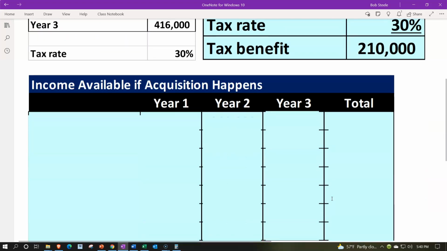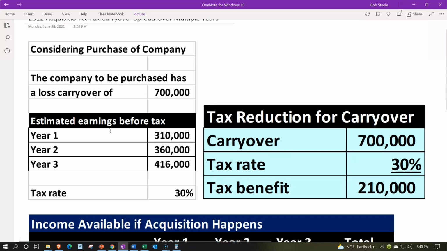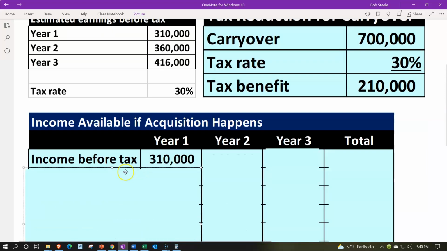So we're going to have to break this out. We're going to have our tables for years one, two, and three, and think about how we're going to allocate that tax benefit. So for year one, we're going to say the income is $310,000. We're going to match up the loss, not the $210,000. That's the total tax benefit we expect to get.